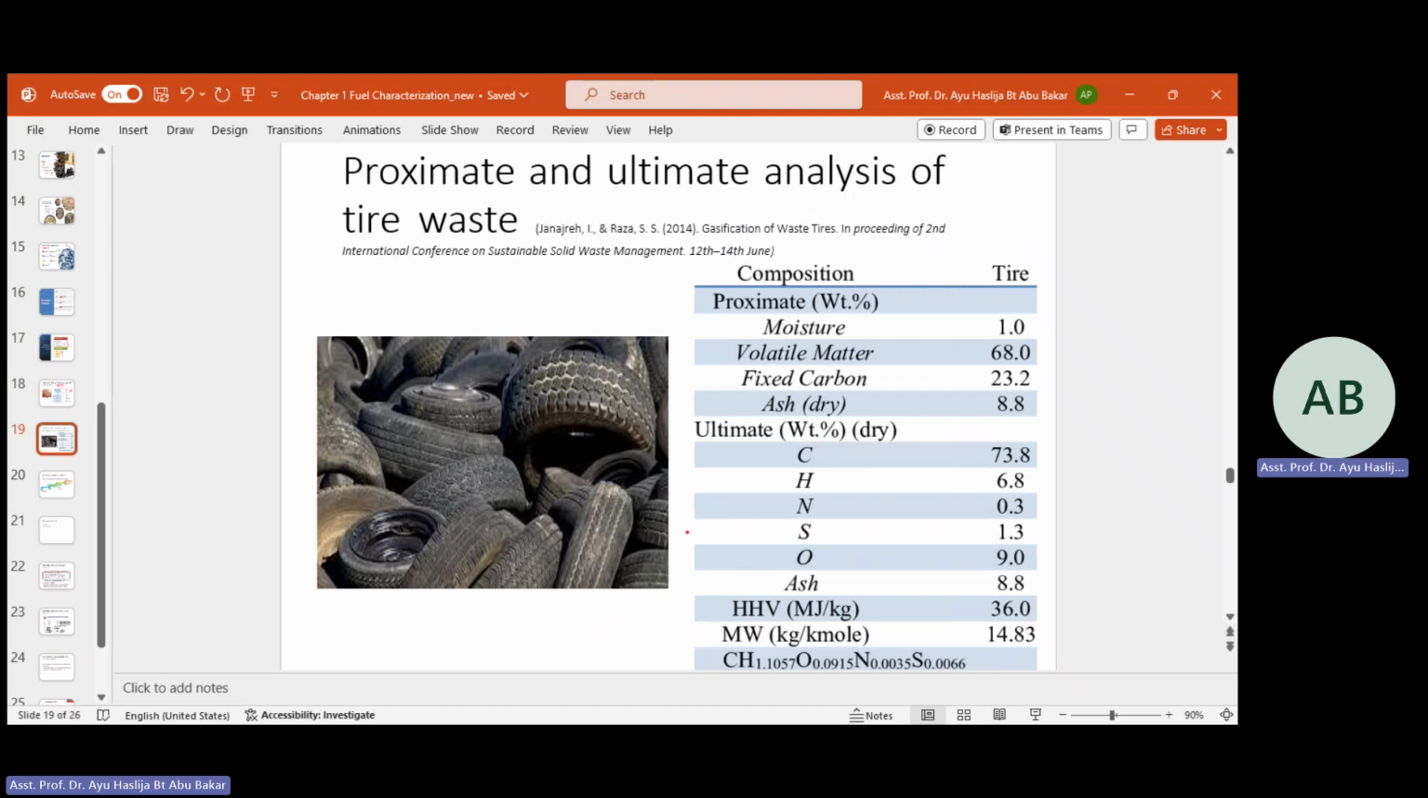Okay, so this one is tire waste. Proximate, okay, this one is wet basis, so it has moisture. Ultimate analysis, so it has all of these. It has no Cl here. Then they also provide the higher heating value, the energy, and also the molecular weight. Okay, here they have already given the chemical formula of the fuel.